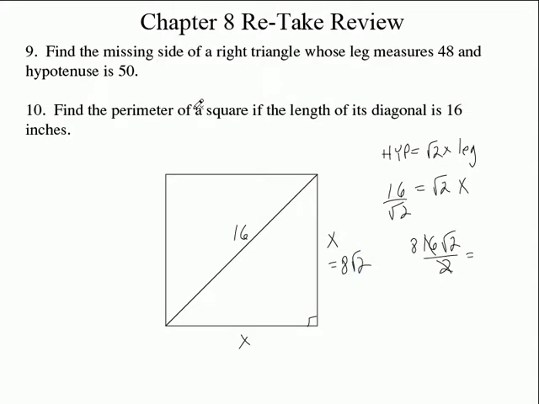It doesn't say one side. What does it say to find? The perimeter. So if I know one side, what do I do to find the perimeter of the whole thing? Yeah, you could add it 4 times, or just multiply by 4. That's what I would do. So I would go 4 times 8 square root of 2. That's going to give me my perimeter. So my perimeter is what? 32 square root of 2.